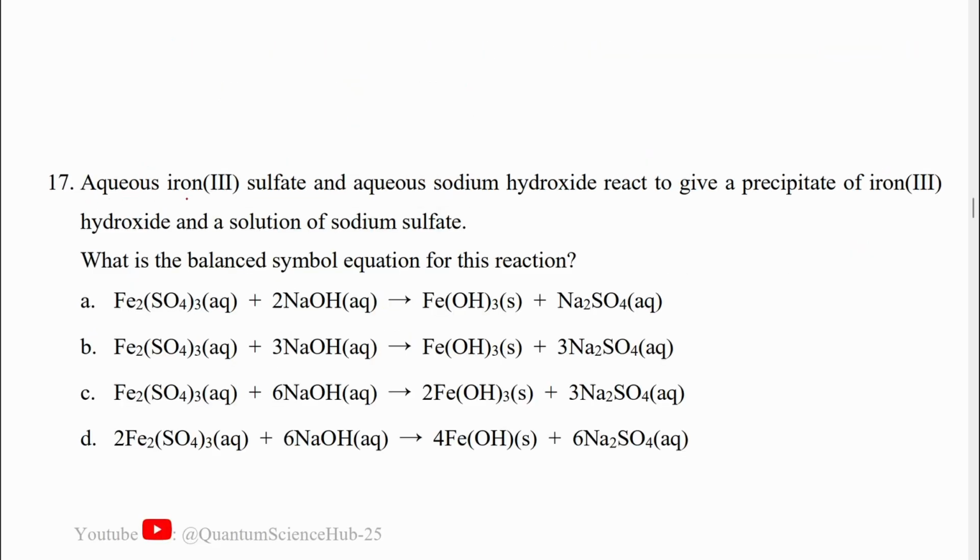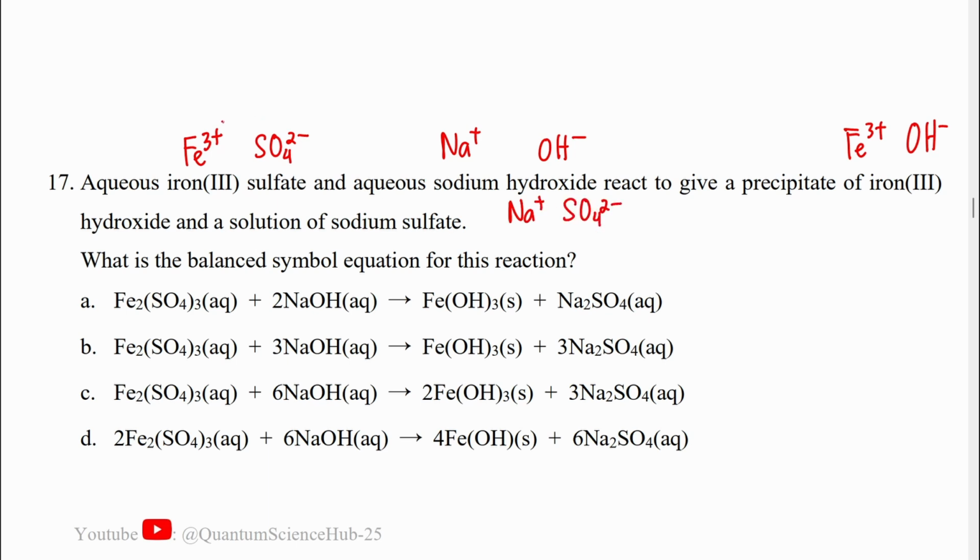Next question. Aqueous iron 3 sulfate and aqueous sodium hydroxide react to give a precipitate of iron 3 hydroxide and a solution of sodium sulfate. Okay, let's find out the ions of these compounds. So iron 3 is Fe3+, sulfate SO4 2-, sodium Na+, hydroxide OH-. The precipitate of iron 3 hydroxide is Fe3+ and OH-. And a solution of sodium sulfate: sodium is Na+, sulfate is SO4 2-.